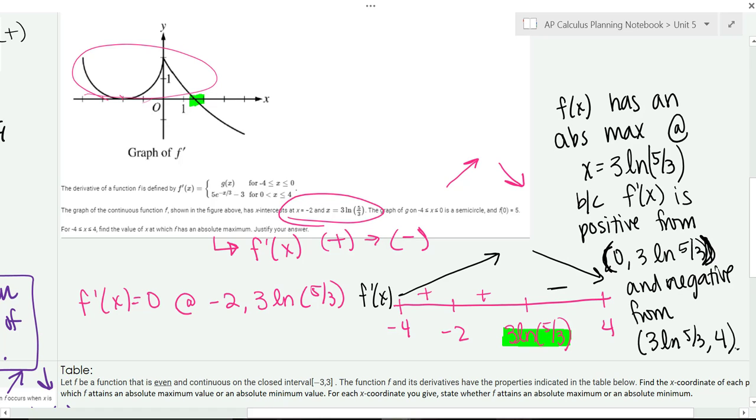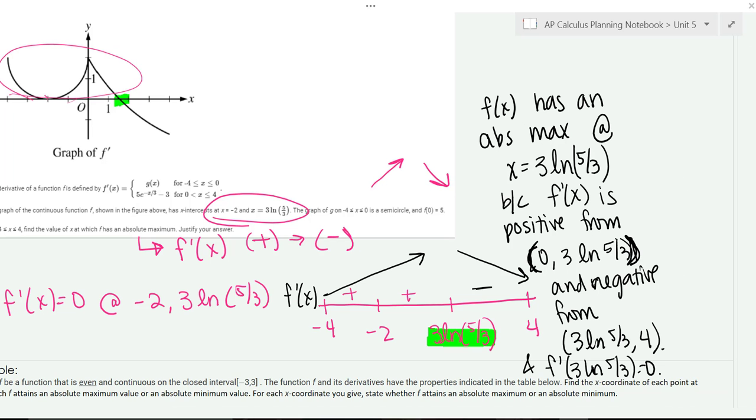So we're saying here, and then we'll also say, f prime of 3 natural log of 5/3 equals 0. So what we're saying here is that the derivative is 0 at that point, and before that point we are positive, or we're increasing, and then we're negative, so that function is decreasing.